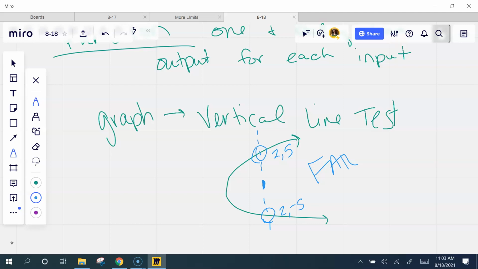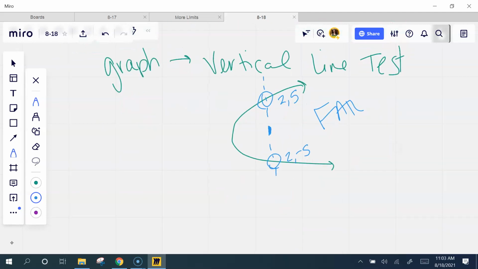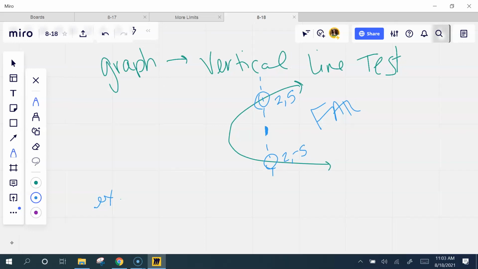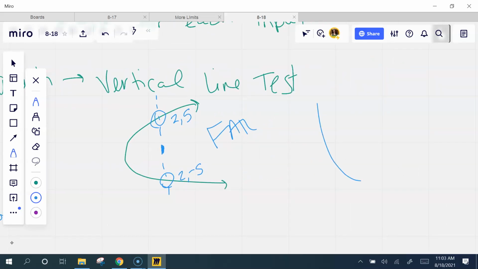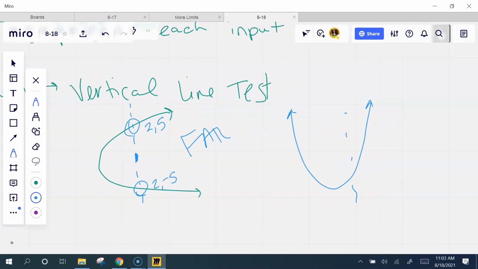Everybody okay on recognizing? They hit the same. Yes, yes. Right. If I did this, it passes, right? There's no place you could drop a vertical line and it would hit more than one time. Yes, not a function and a function.